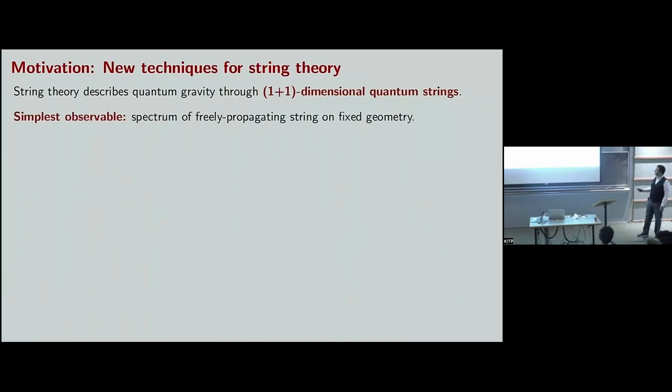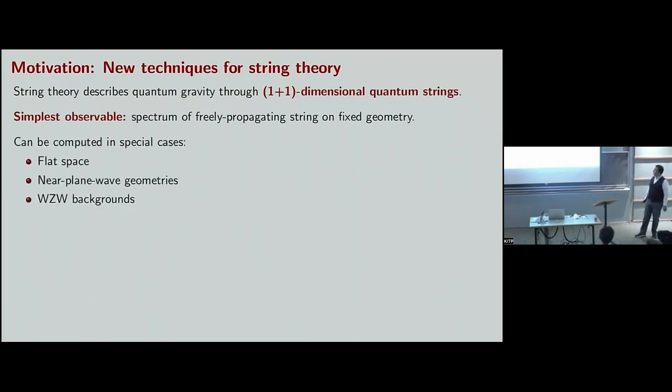The simplest observable that you can think of is perhaps the spectrum of freely propagating strings. You fix a geometry, you let the string propagate, and you want to find the energy levels of the string. And in some cases, this is actually doable. Flat space is the most famous case, but there are other geometries like near plane wave geometries where you can do this exercise, as well as certain CFTs, and in particular, Wess-Zumino-Witten backgrounds, where you can do this calculation to the end quite in detail.